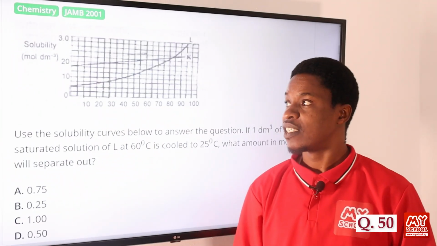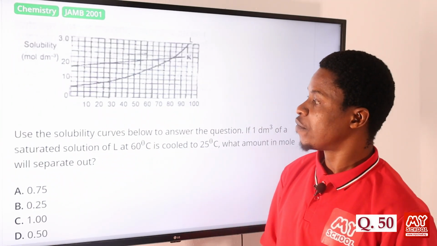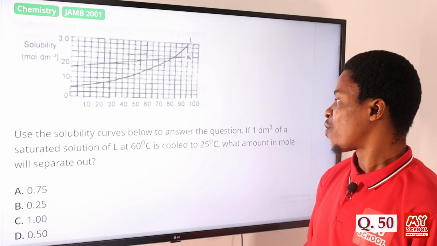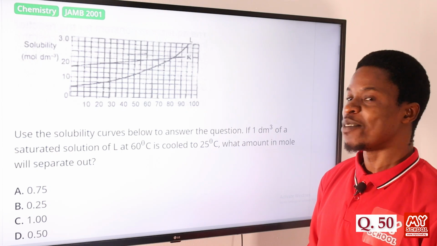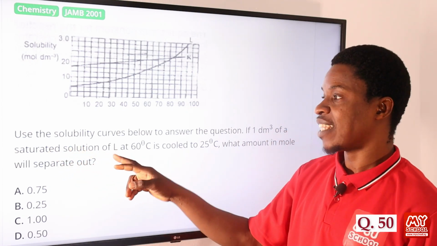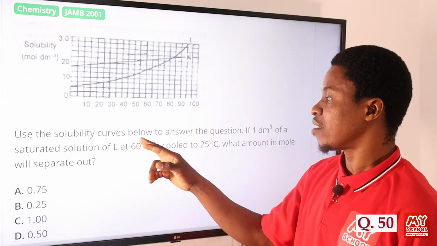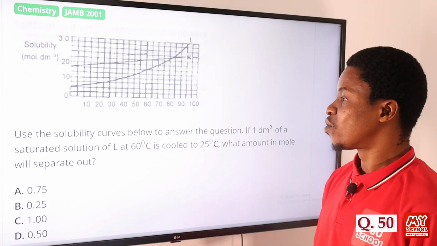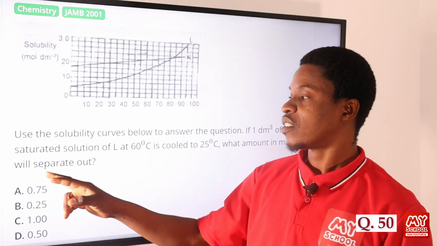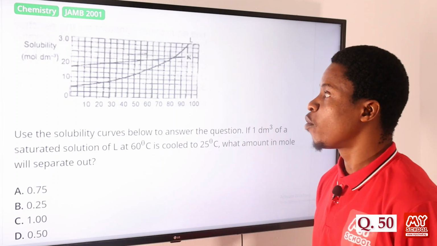Question number 50. Use the solubility curves below, or above as we have it here, to answer the question. If 1 dm cube of a saturated solution of L, that's the salt of L, at 60 degrees Celsius is cooled to 25 degrees Celsius, what amount in mole will separate out? What amount in mole will separate out?